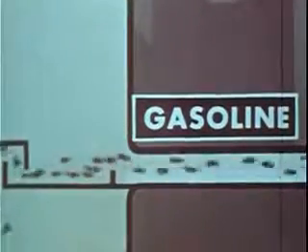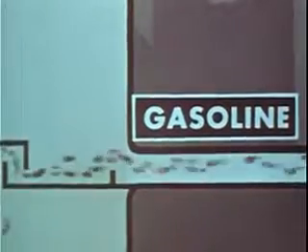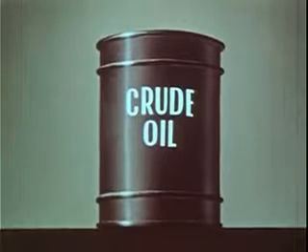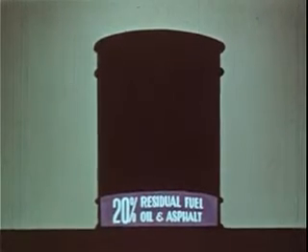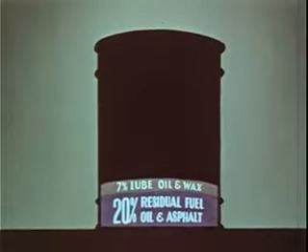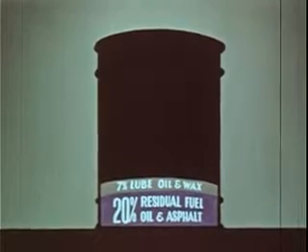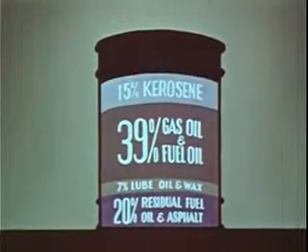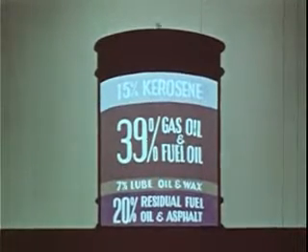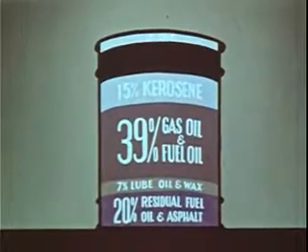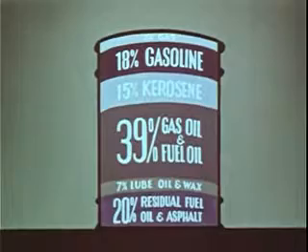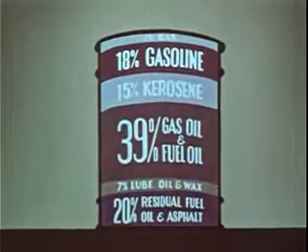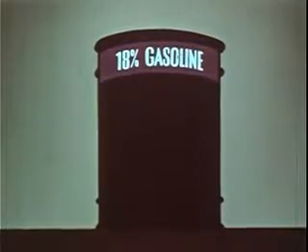In the average crude oil, only a limited amount of gasoline is present. So let's see what we might get from this simple distillation. A barrel of crude oil produces 20% residual fuel oil and asphalt, 7% lube oil and wax, 39% gas oil and fuel oil, 15% kerosene, 1% gas, and gasoline only 18%. Not nearly enough for today's millions of cars.